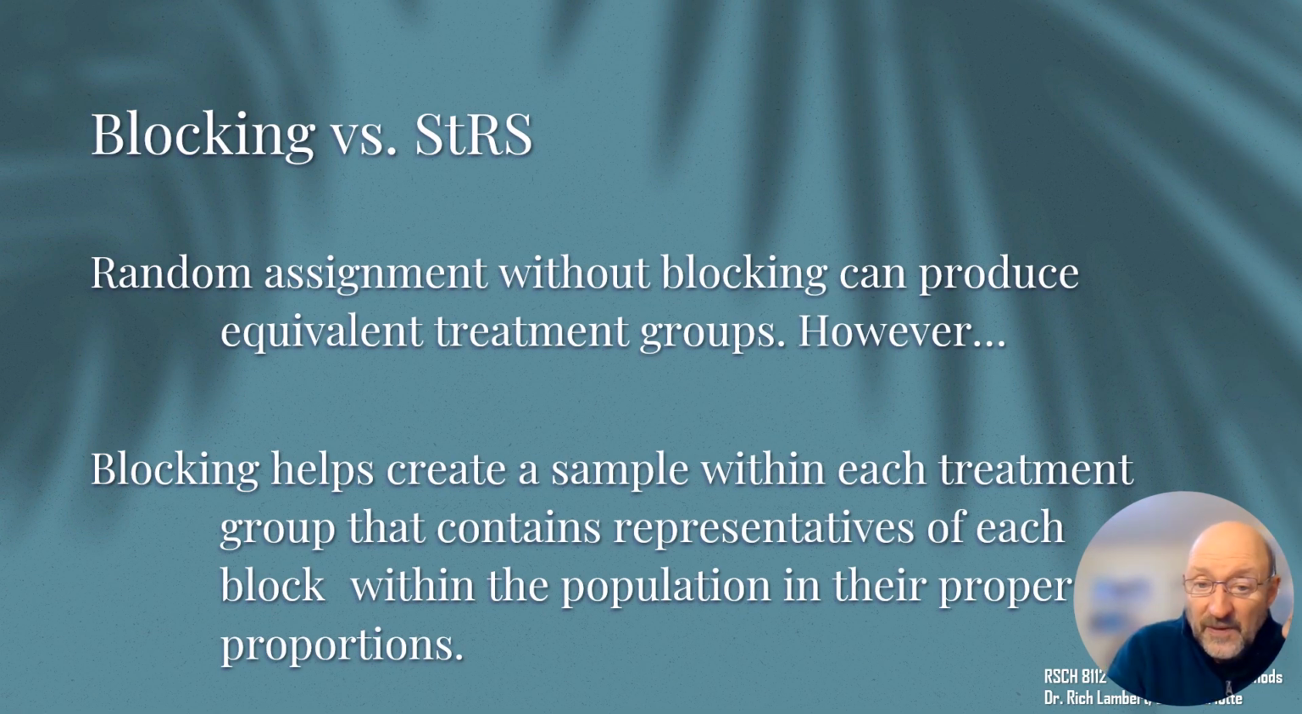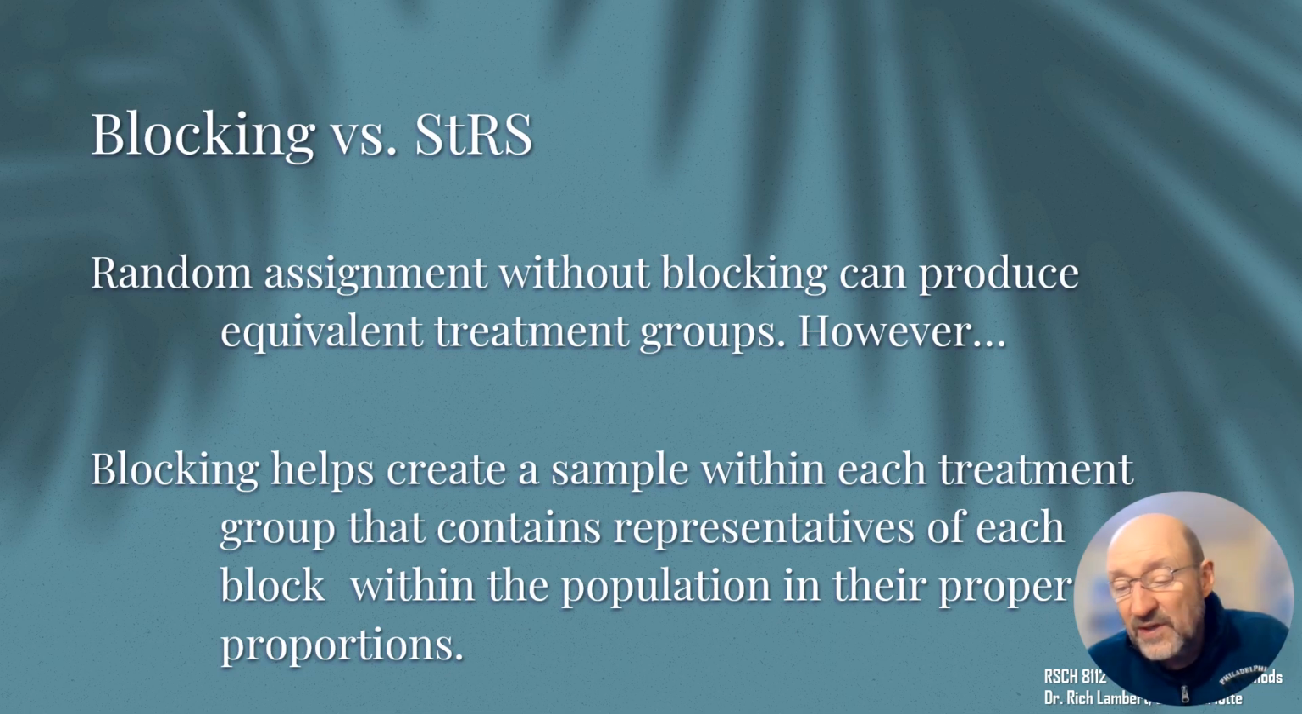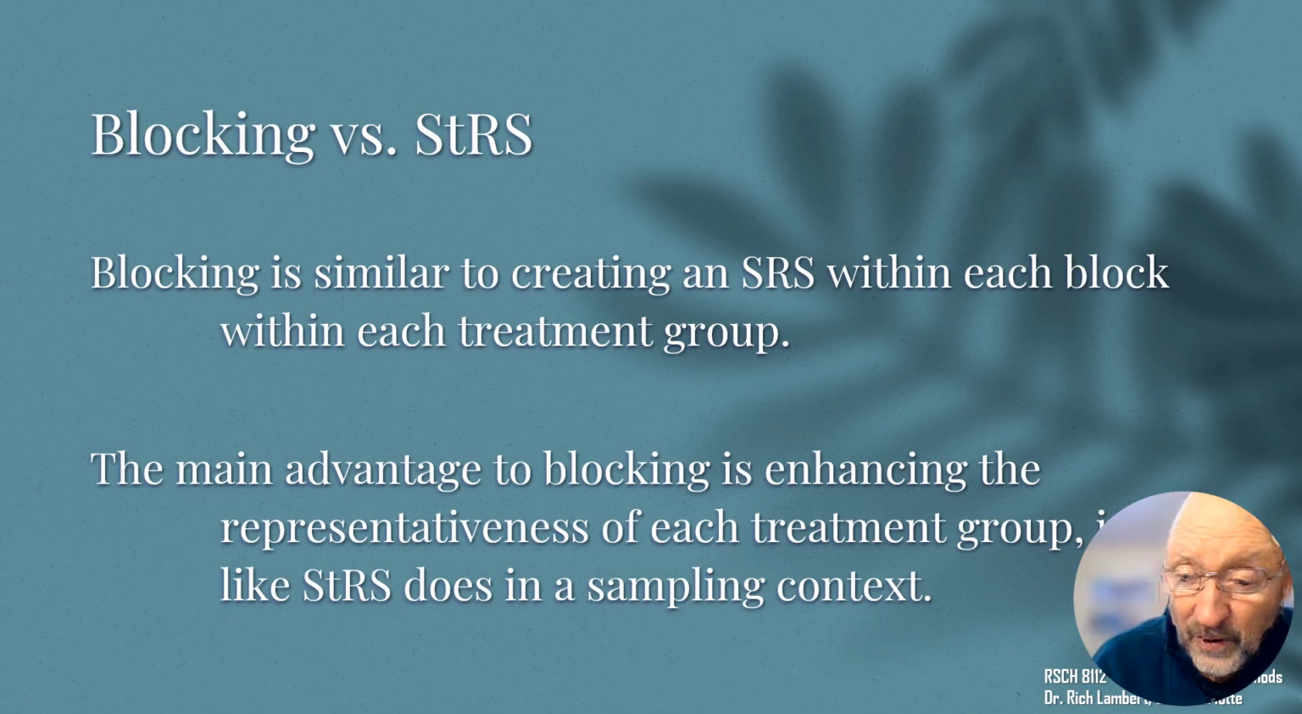So remember, random assignment without blocking can produce equivalent treatment groups. Just like we said, simple random sampling can be fine. However, blocking helps create a sample within each treatment group that contains representatives of each block within the population, all in their proper proportions, giving you, again, a little extra insurance policy that you have a representative sample of the population in each of the treatment conditions. And that's really important to creating a fair and valid experiment.